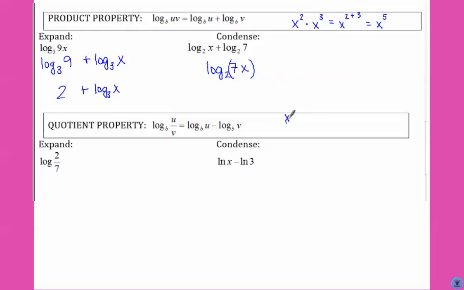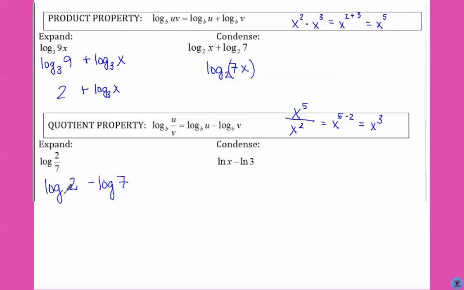All right, what if we are dividing with exponents? Say we had x to the 5th over x squared. We would subtract the exponents. So if we have a log of a fraction, we can separate it into subtraction. Or if we wanted to go backwards, we could condense it with division. So here we'd have log of 2 minus log of 7, and your denominator is always going to be what comes second.